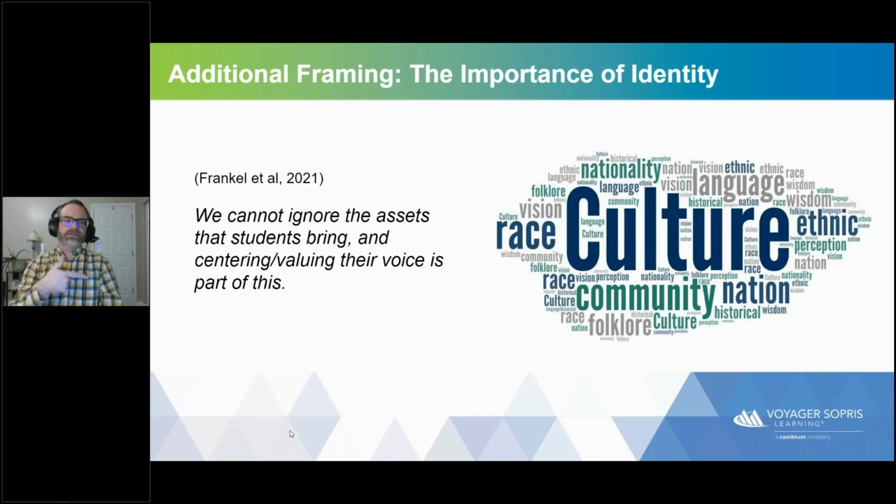And linking back to Frankel's piece about what's so important in the interventions that we have students engaged with, there's this quote that I love, which is that we cannot ignore the assets that students bring.